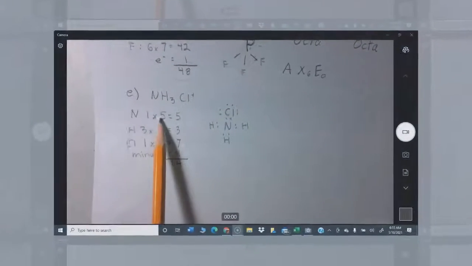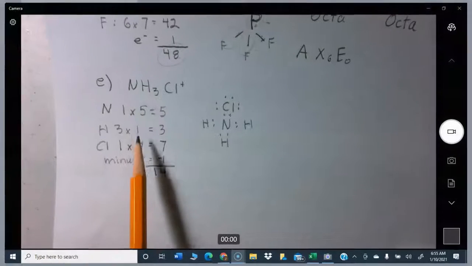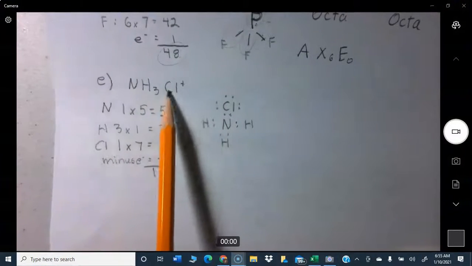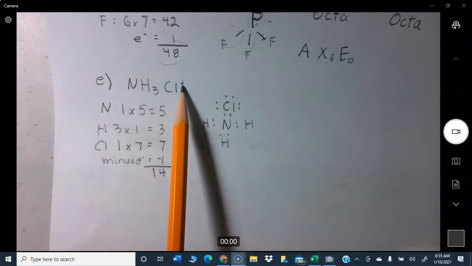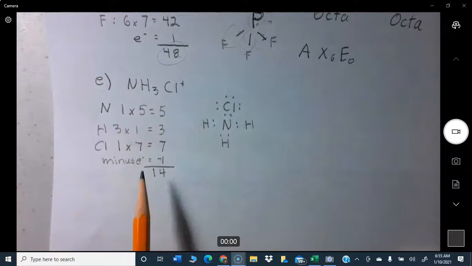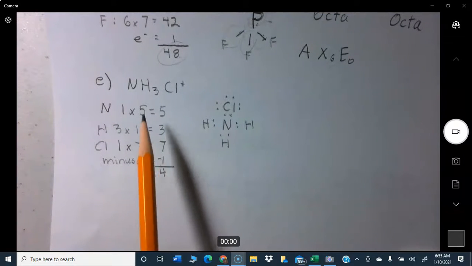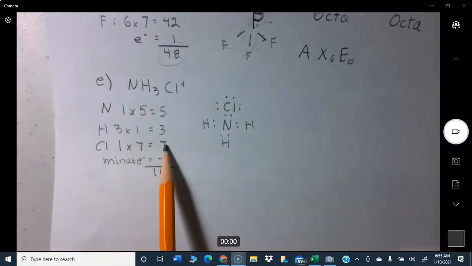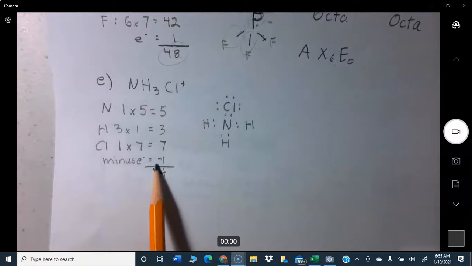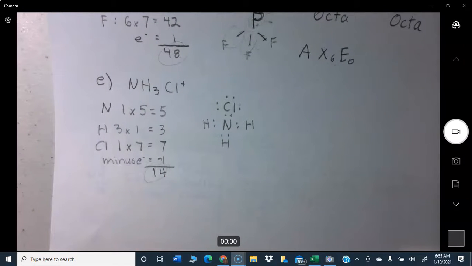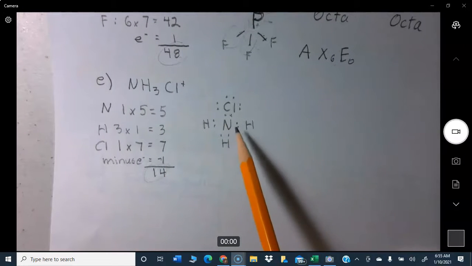I had to take a quick break, so I went ahead and drew this. So nitrogen is 1 times 5 valence, 3 times 1 for hydrogen, and the chlorine is 1 times 7, but it's a cation. It has a positive charge. So that means you actually have to take away an electron. It's lost an electron. So it's 5 plus 3 is 8, plus 7 is 15, and then you take away 1, so you have 14 electrons in all. Okay, so the way it would draw like this.